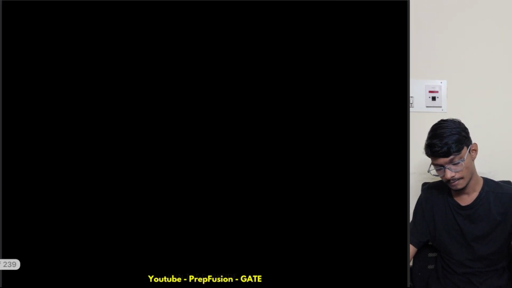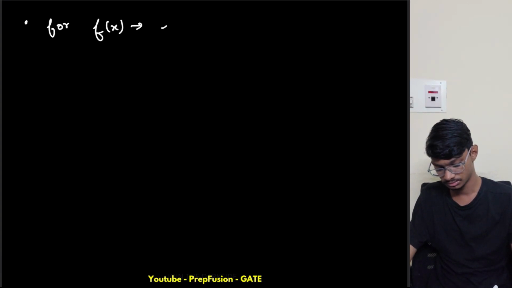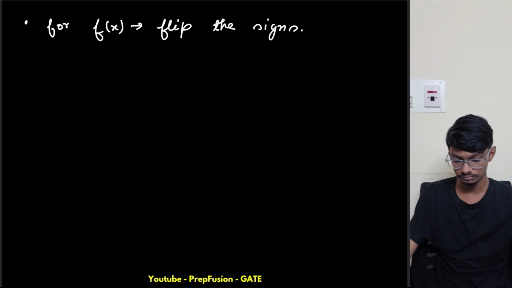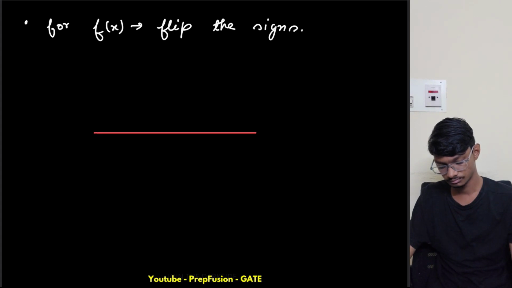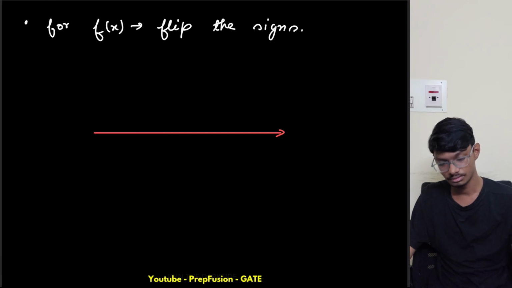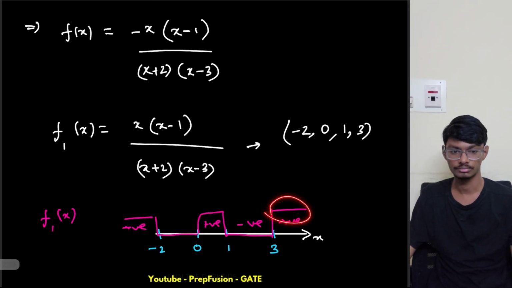What I will do for f of x is just flip the signs, right? Flip the signs. Okay, so what will happen? Let me mark the corner points, right? This is -2, 0, 1 and 3, right? So yeah, this will become negative.